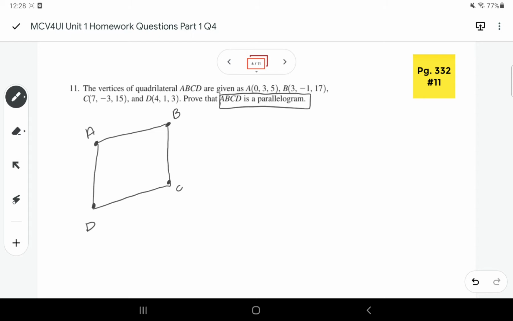Who has a sibling in grade 8? Ask them what a parallelogram is. Good. Matthew, 2 parallel sides. What else? Abby, good. Opposite sides need to be equal. So the opposite sides have to be parallel and the same length.